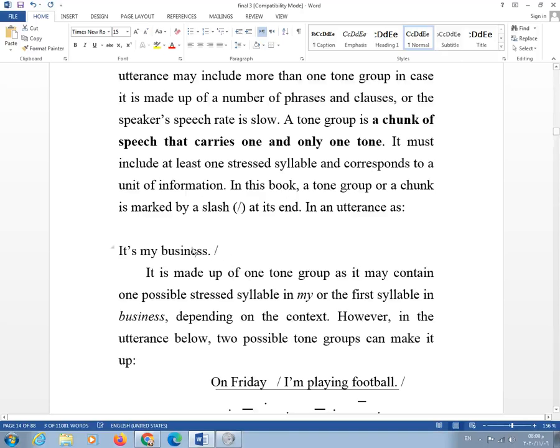Okay, and in every tone group or in every chunk or in every tone unit, there must be at least one stressed word, one important word. What's this word here? It's business. Okay, it's my business. You know, this is the word that you hear most. It's the word that's given most prominence.